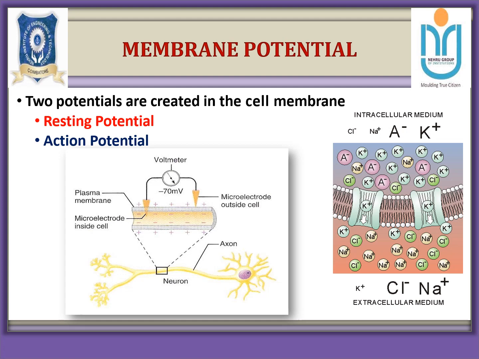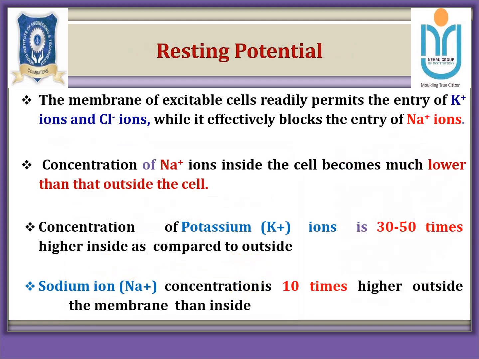Okay, so there will be two types of potentials generated by our cell membrane. One is called resting potential, another one is called action potential. When the cell is in resting state, when the cell is normal, the cell membrane, which is semi-permeable, allows the entry of potassium and chloride ions inside and blocks the movement of sodium ions inside the cell.